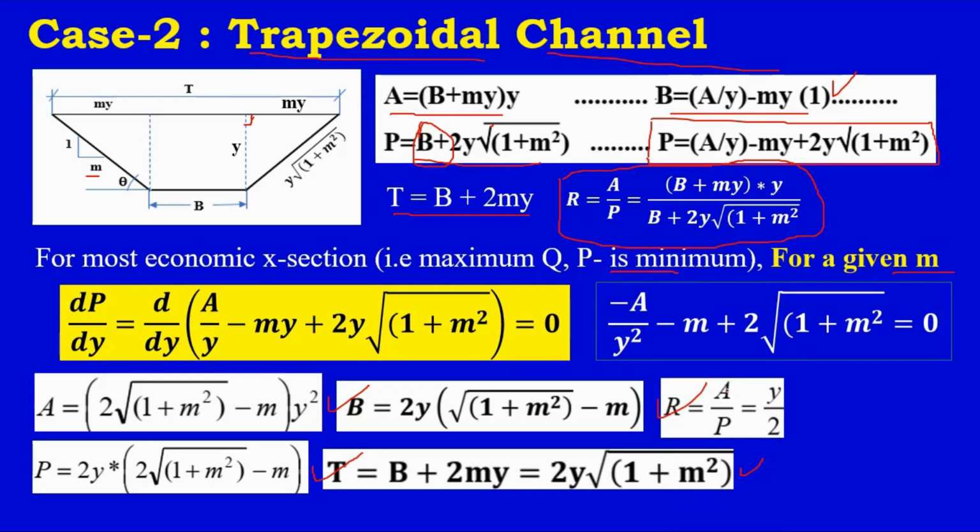Then hydraulic radius is area over wetted perimeter. Using this equation, you bring this equation. Then you substitute all parameters. Then finally, you can find R equals y over 2.